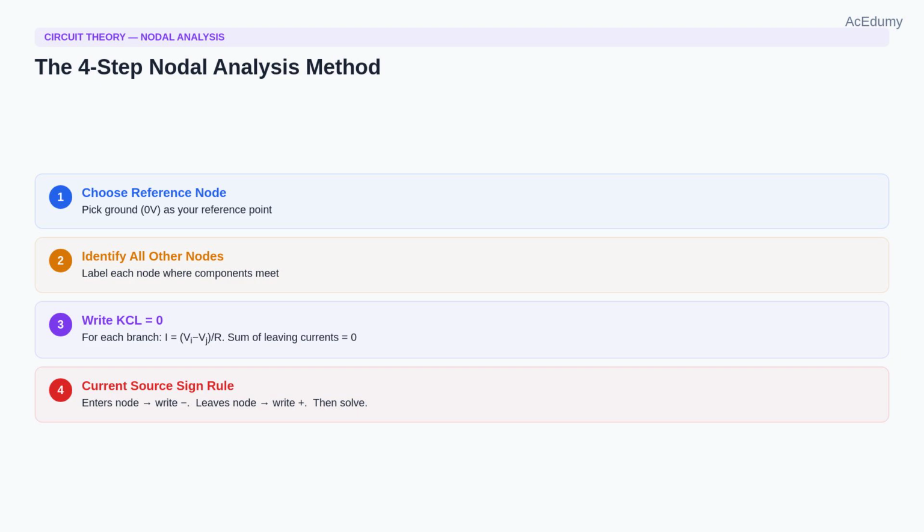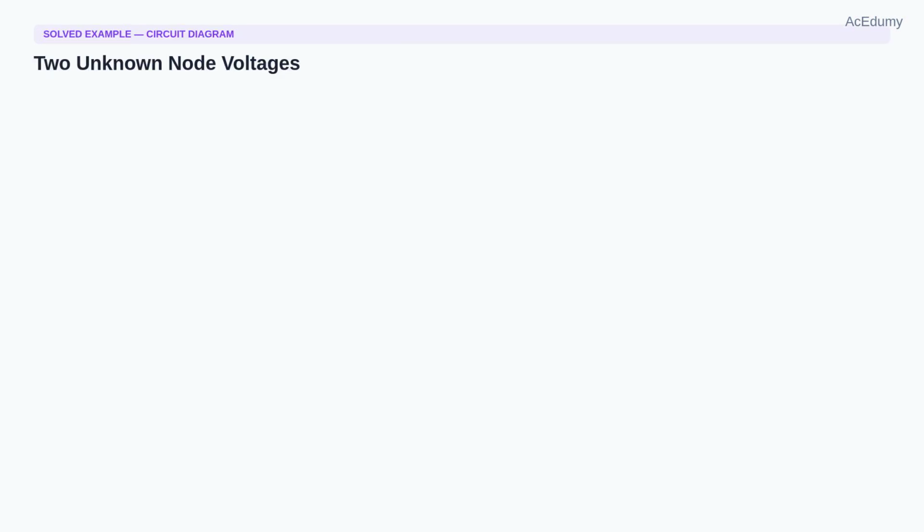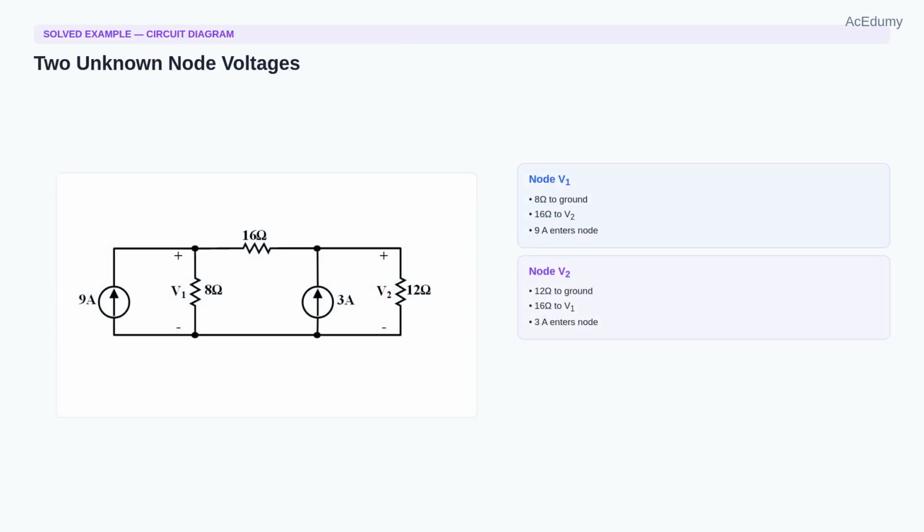Step 4. Determine the sign of each current source using the entering-leaving rule. If a current source enters a node, write it as minus in the equation because it leaves as branch current. If it leaves the node, write it as plus. Once you follow these four steps, you get a system of equations in node voltages. Let's apply the method to a concrete example.